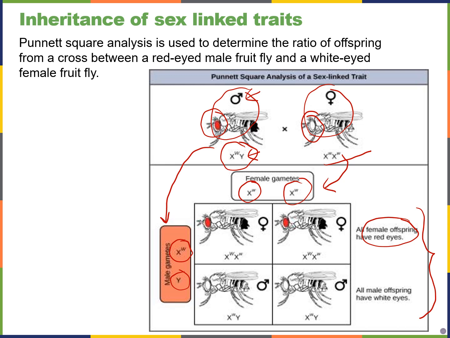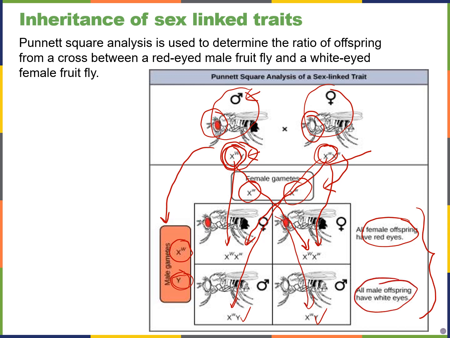To be female, you inherit an X chromosome from dad. Both of these X chromosomes are from dad, the one with the big W, so they have to be red-eyed because they get the red eye allele from dad. The second allele they get from mom, and mom has two of the same alleles, so that's a small w. These are all heterozygotes. If I look at the males, males have to get a Y chromosome from dad to be male, and they have to get an X chromosome from mom, and that happens to be a small w. So 100% of the males have the white eye allele.